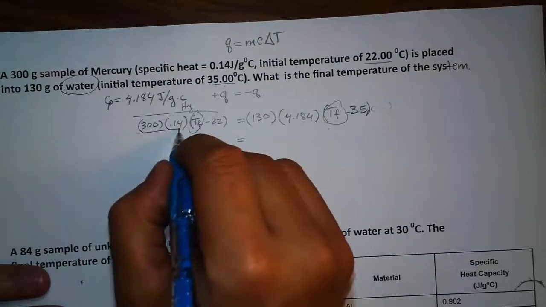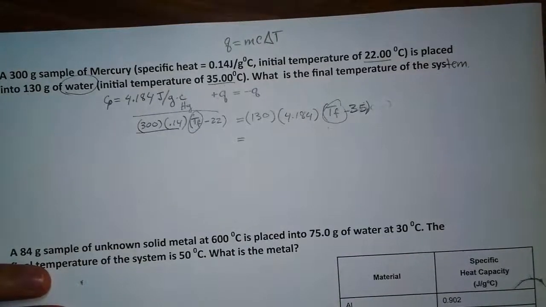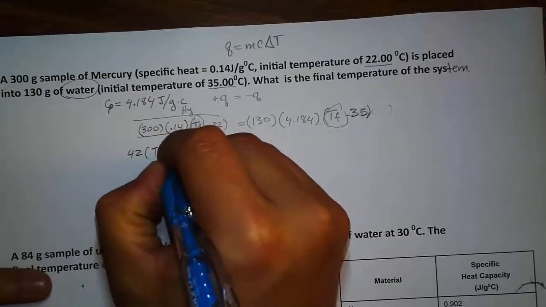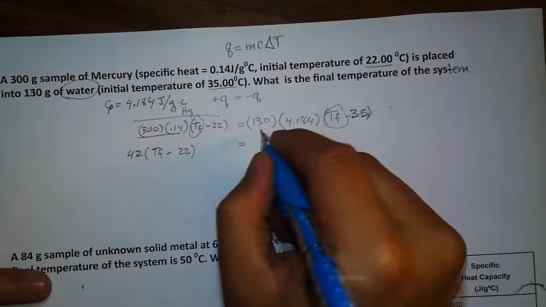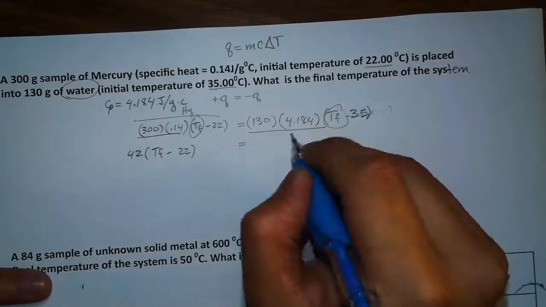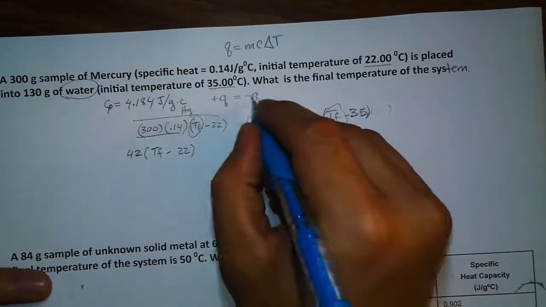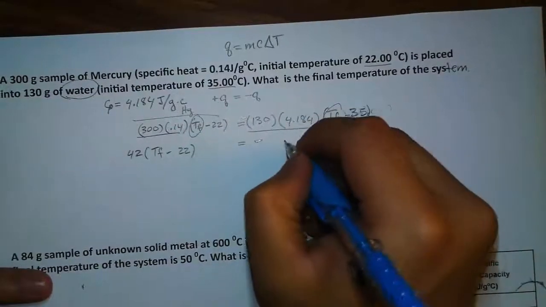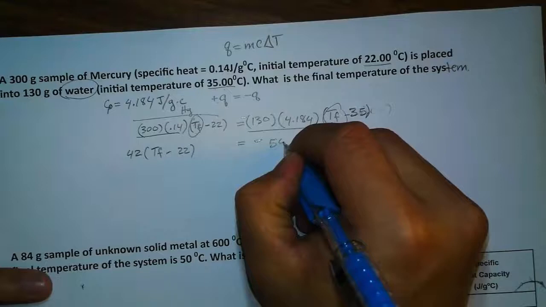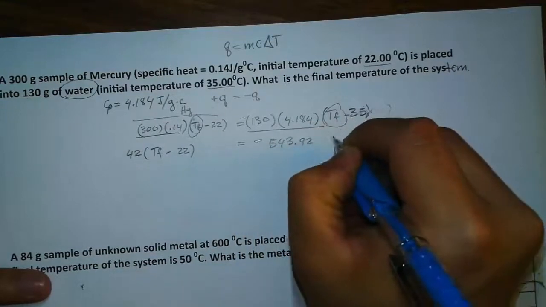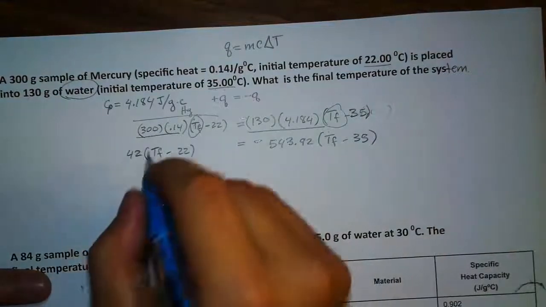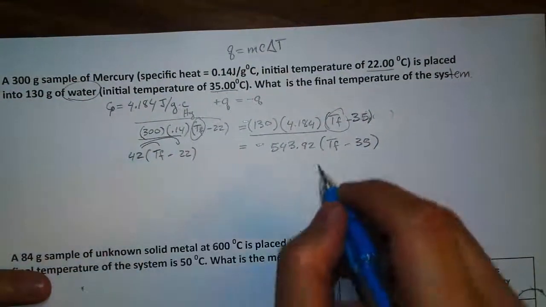So let's do this. We can multiply this, okay, and we get a number. And then in this case, we have 42 times Tf minus 22. And over here we can simplify this. What we have is, of course, keep that in mind, it's negative. I totally forgot about that. That's negative Q over there. So it's negative 543.92 times Tf minus 35. Okay? Now we can distribute this in. The same thing in this case.